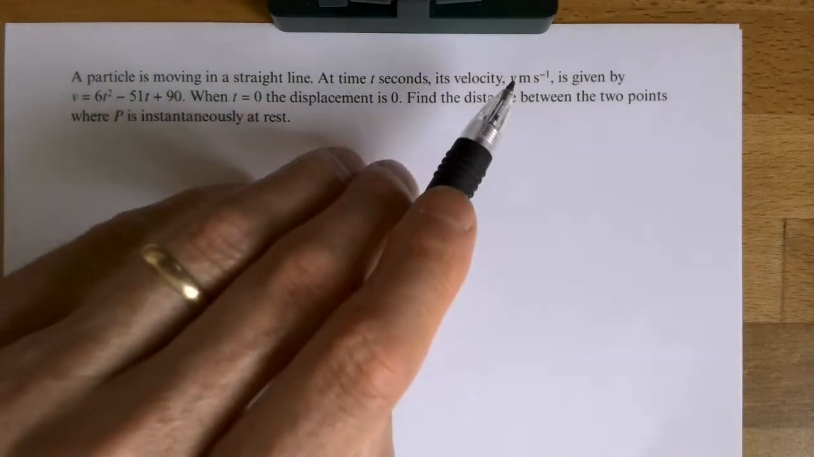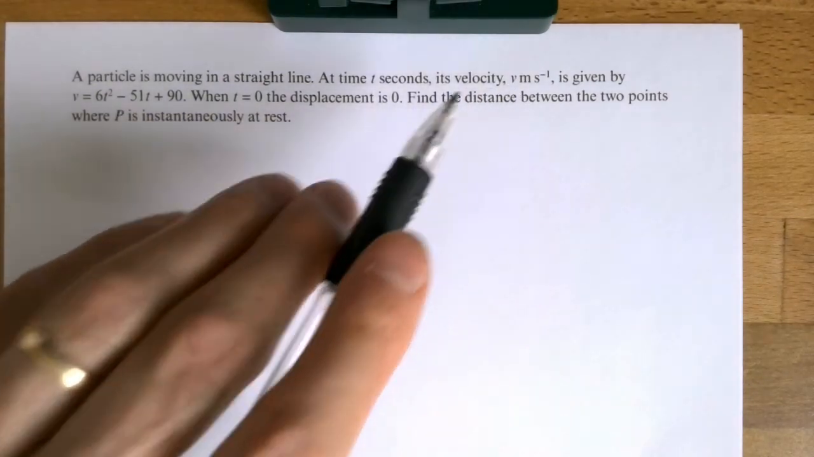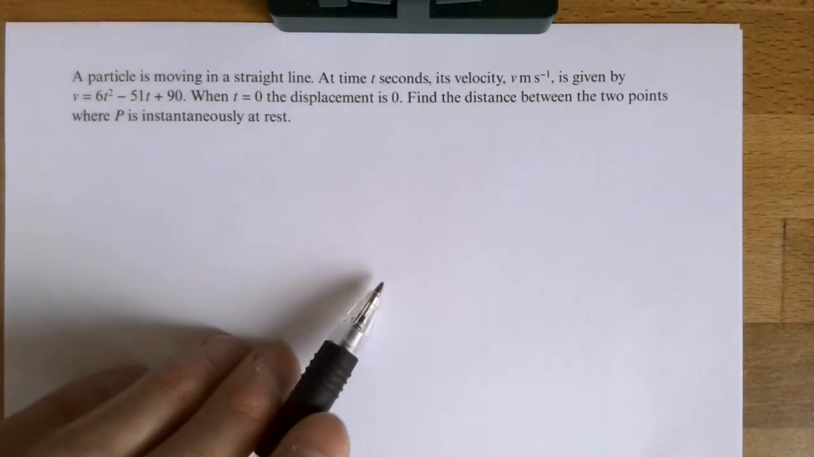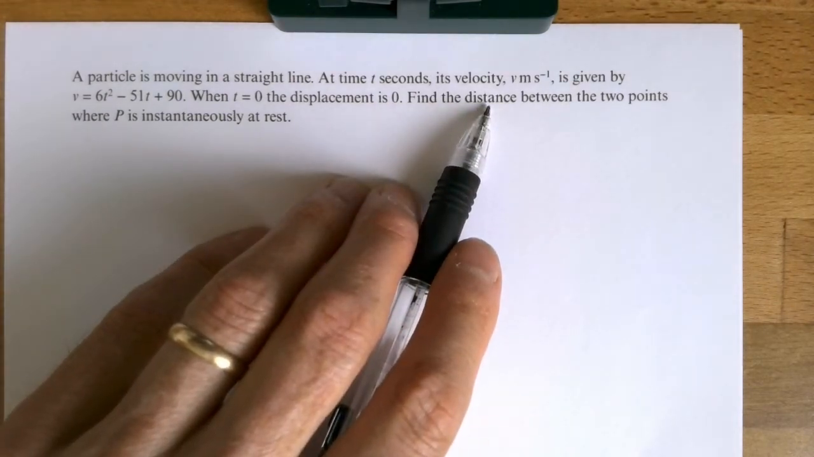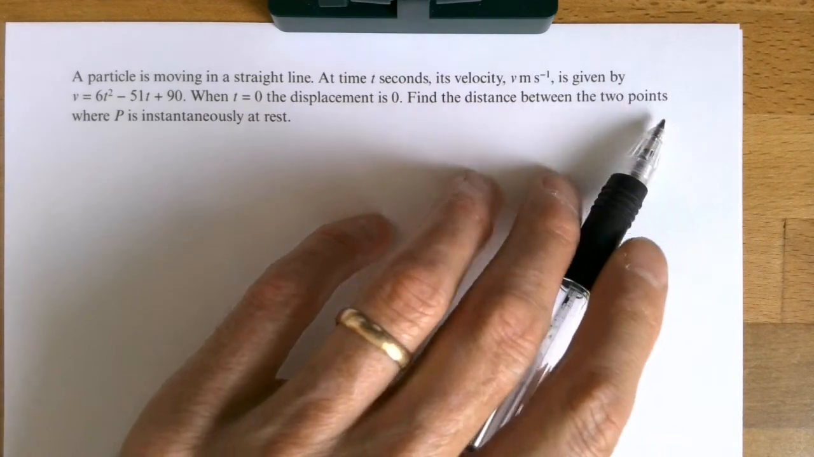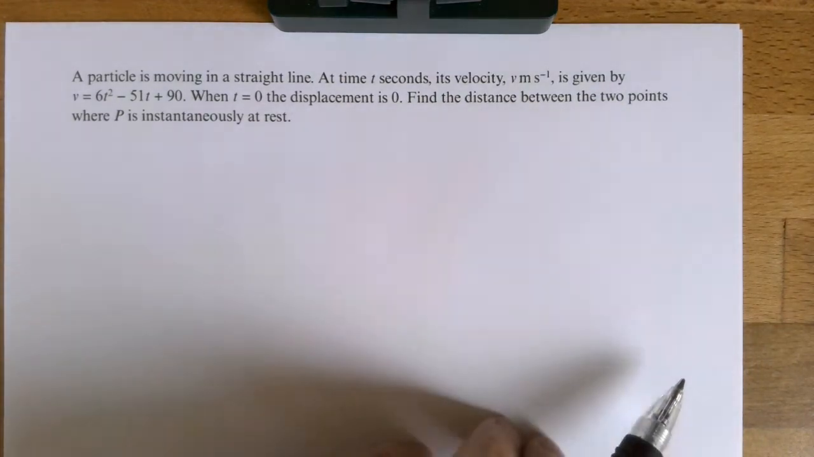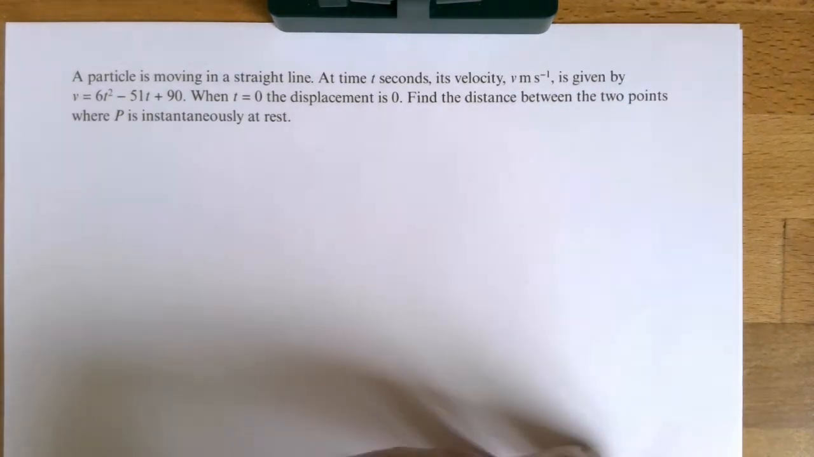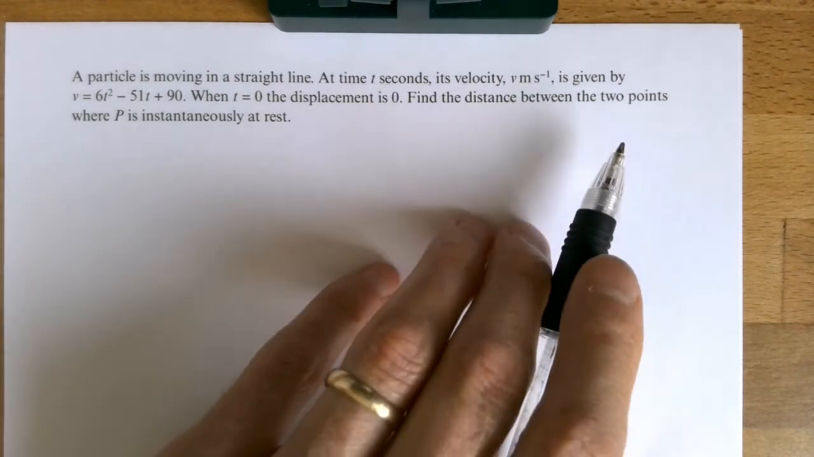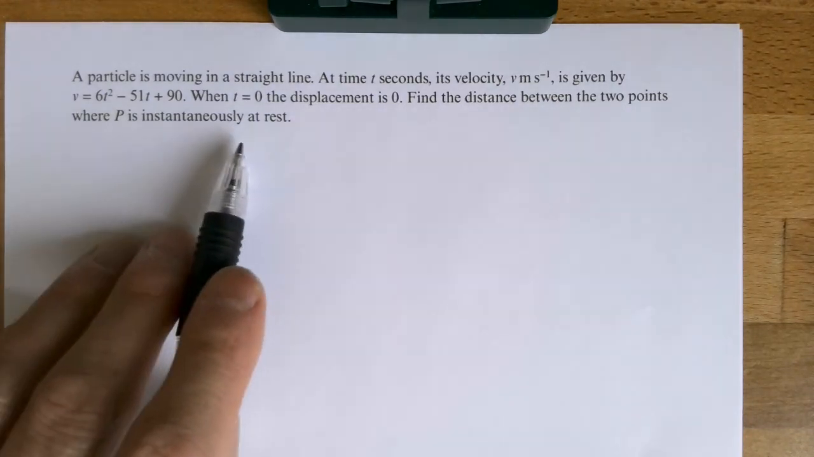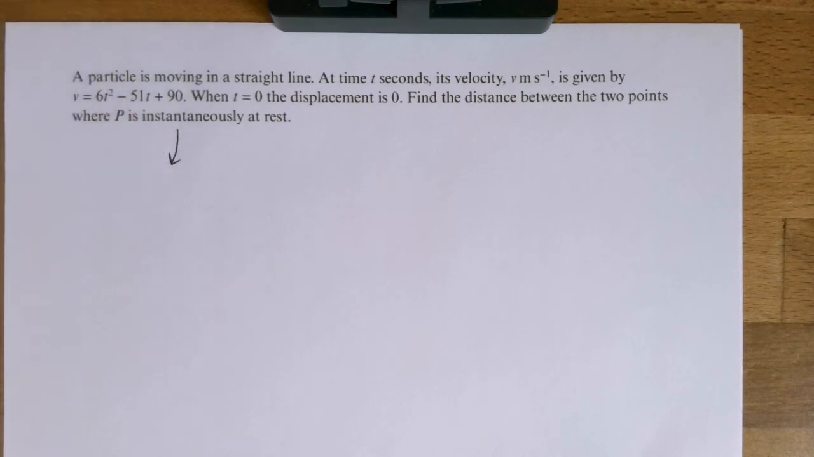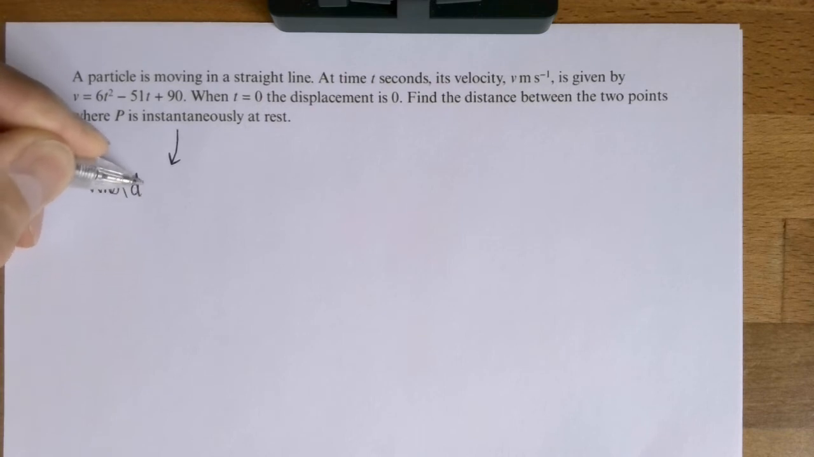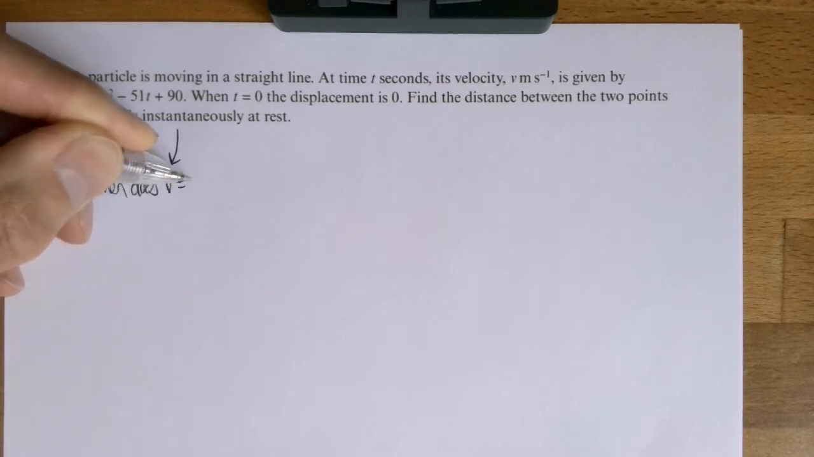So here's a third question. Again, we're given a velocity equals equation, and we're being asked to find a distance. So this is another one where we're going to integrate, and we've got to integrate it between 2 points, but we're not given the t values, the time of those 2 points, which is what we would need. Instead, we're asked to find the 2 points where p is instantaneously at rest. Well, something is at rest if it has no velocity. So what we're looking for is, when does v equal 0?